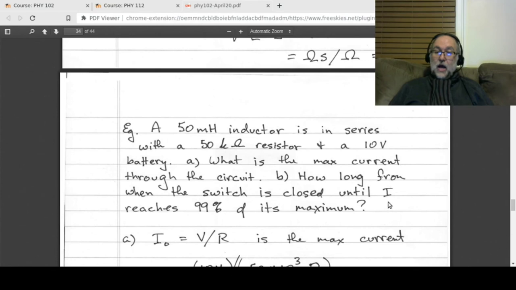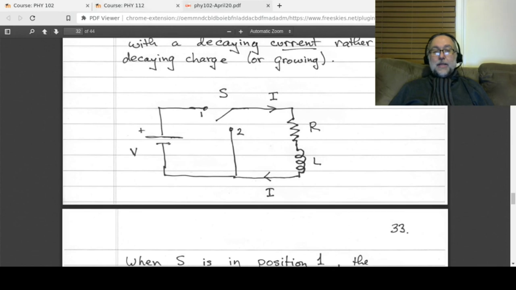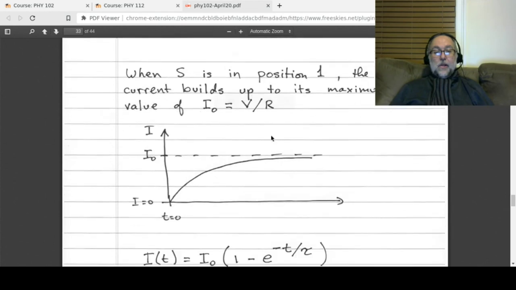And how long does it take from when the switch is closed until the current reaches 99% of its maximum? So basically, what are we looking at here? We're looking at this circuit here, but with S in position one. When S is in position one, we have three devices: the battery, the resistor, and the inductor, all in series.